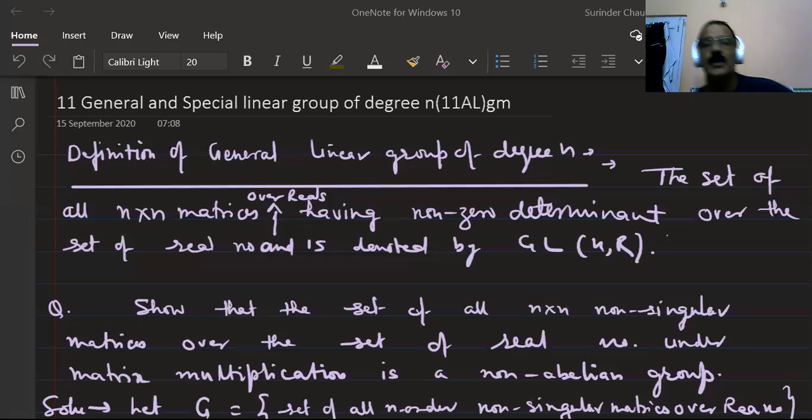Hello students, in this lecture we'll discuss some special type of general linear groups over matrices. For that, let us define what is general linear group of degree n. A set of all n by n matrices over reals having non-zero determinant over the set of real numbers is denoted by GL(n, R) and is also called general linear group of degree n.